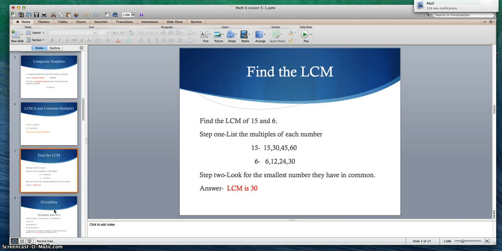So to find the least common multiple, or LCM, of 15 and 6, your first step is just to list the multiples of each number. Then look for the smallest number that they have in common. So if you look at all the multiples, you would find that 30 is the LCM, or the least common multiple.